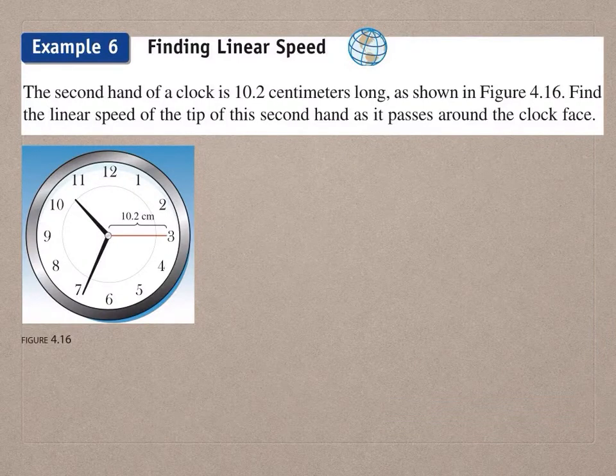So let's try a couple examples. The second hand of a clock is 10.2 centimeters, as shown in figure 4.16. We want to find the linear speed of the tip of this second hand as it passes around the clock face. So, if we want to find linear speed, the formula that we are going to need is the arc length over the time, and the arc length is theta times your radius over time.